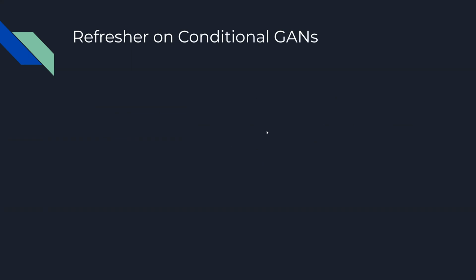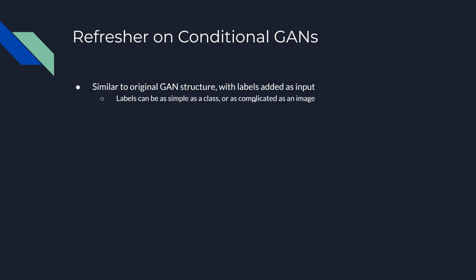A refresher on conditional GANs, if you aren't that familiar with them: they're really similar to the original generative adversarial network structure, with the real change being that a label component is added as an input. The labels can be as simple as a class label, or as complicated as an image from an entirely different modality if you want to train the model to do cross-modality imaging. These new labels are fed as input to both the discriminator and the generator to guide the behavior of the two models.